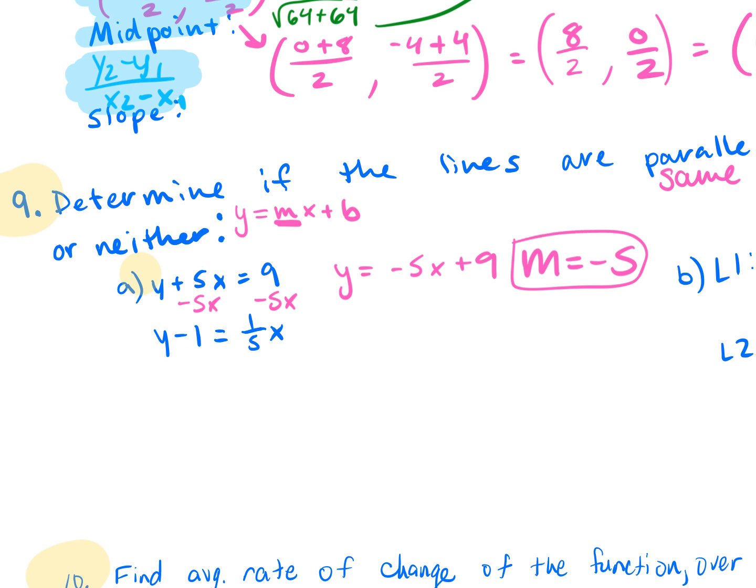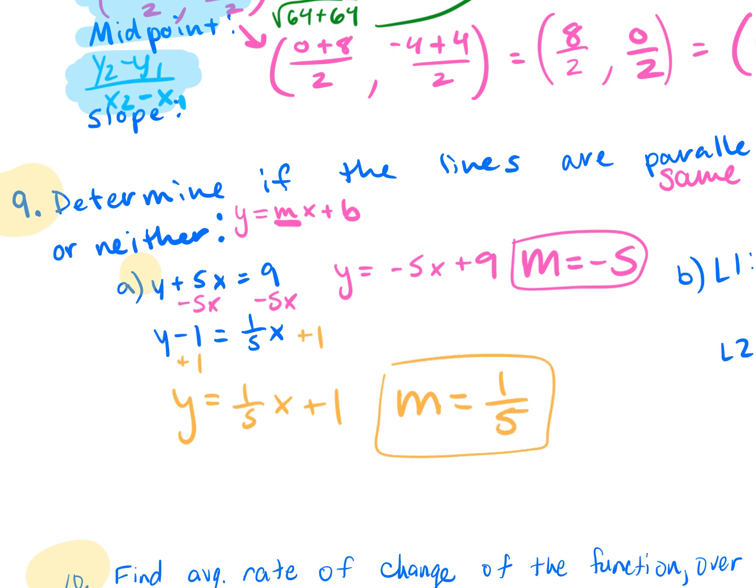Now let's do the same thing for the second line. Again, I'm going to put it in y equals mx plus b form. So I'm going to add 1 to move it to the other side. So y equals 1 over 5x plus 1. What's our slope here? 1 over 5. So these are not the same slope, so it's not parallel. Are they opposite reciprocals? Yeah. One's positive, one's negative. And then if we flip 5, it would become 1 over 5. So these would be perpendicular.